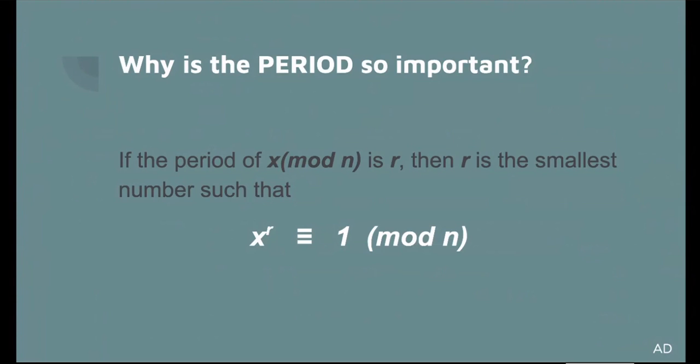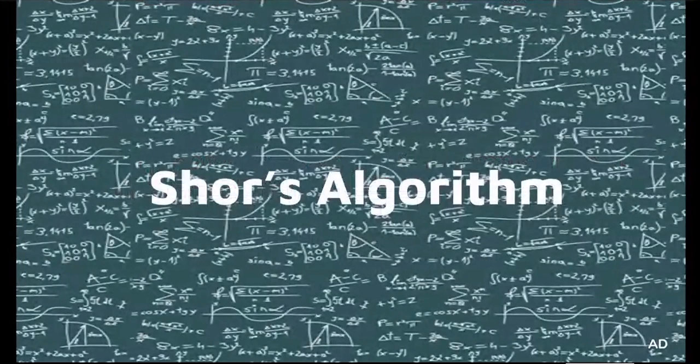Now let's go back to the idea of the period. The period of the repeating pattern is important because if the period of x mod n is r, then r is the smallest number such that x to the r is congruent to 1 mod n. We now have all the prerequisite math knowledge in order to understand Shor's algorithm.